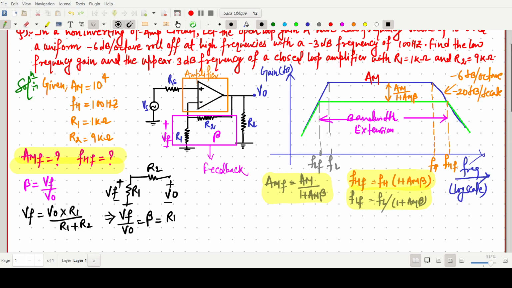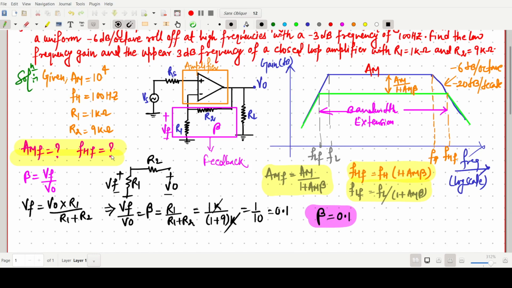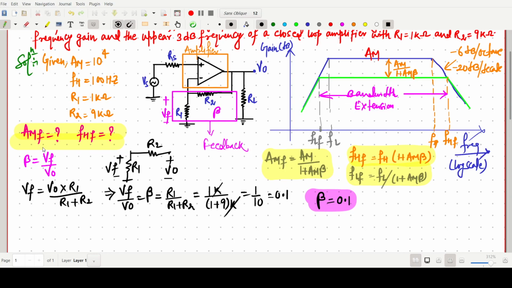is R1 by R1 plus R2. R1 value is 1 kilo, so I am writing 1 kilo plus 9 kilo ohm. Kilo should be cancelled, so it is 1 by 10, or 0.1. So we can write the beta value is 0.1. This is the important result. Now beta is known to us, so we can easily find the other parameters that we are looking for.